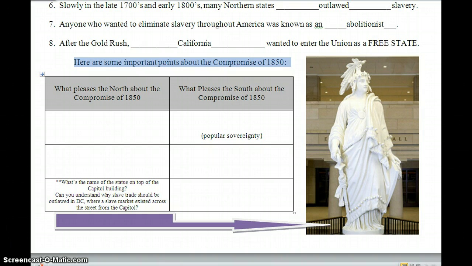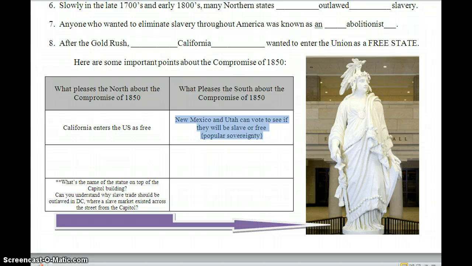What pleases the North about the Compromise of 1850 is that California will be allowed to enter as a free state. Most Californians have a freedom background, not many are from a slavery background. The Southerners really don't like this, but they're going to get something different. Instead of that line from the Missouri Compromise deciding whether new states will be slave or free, Southern states are going to get this. New Mexico and Utah, when they're ready to become states, they will vote to see if they will be slave or free.